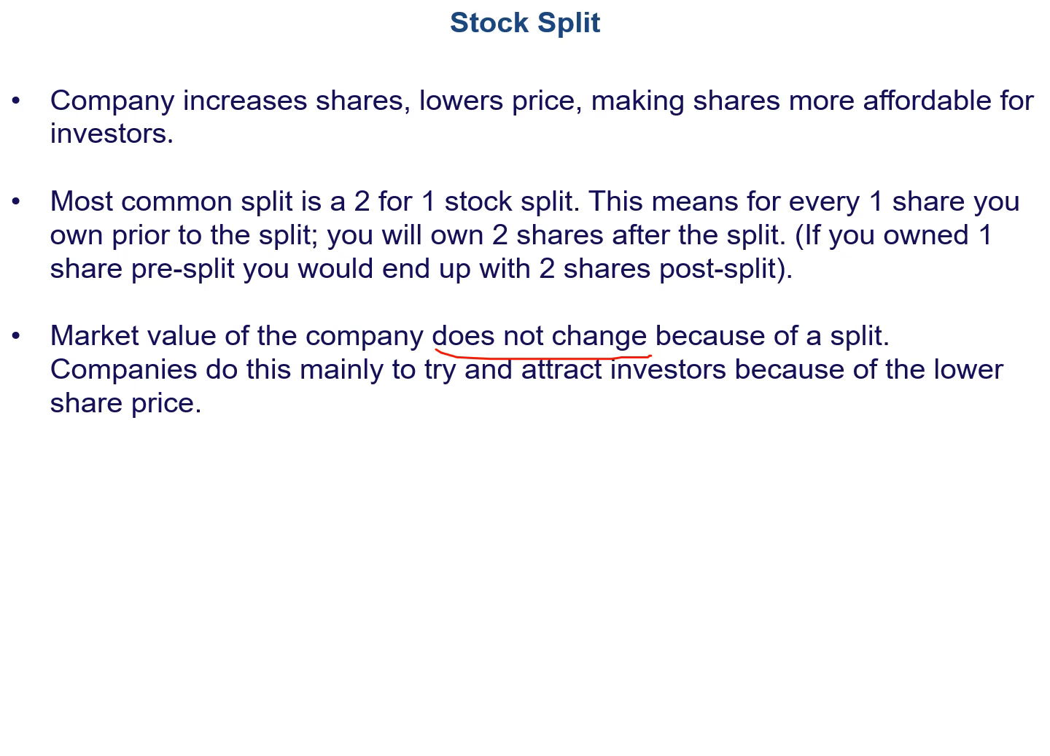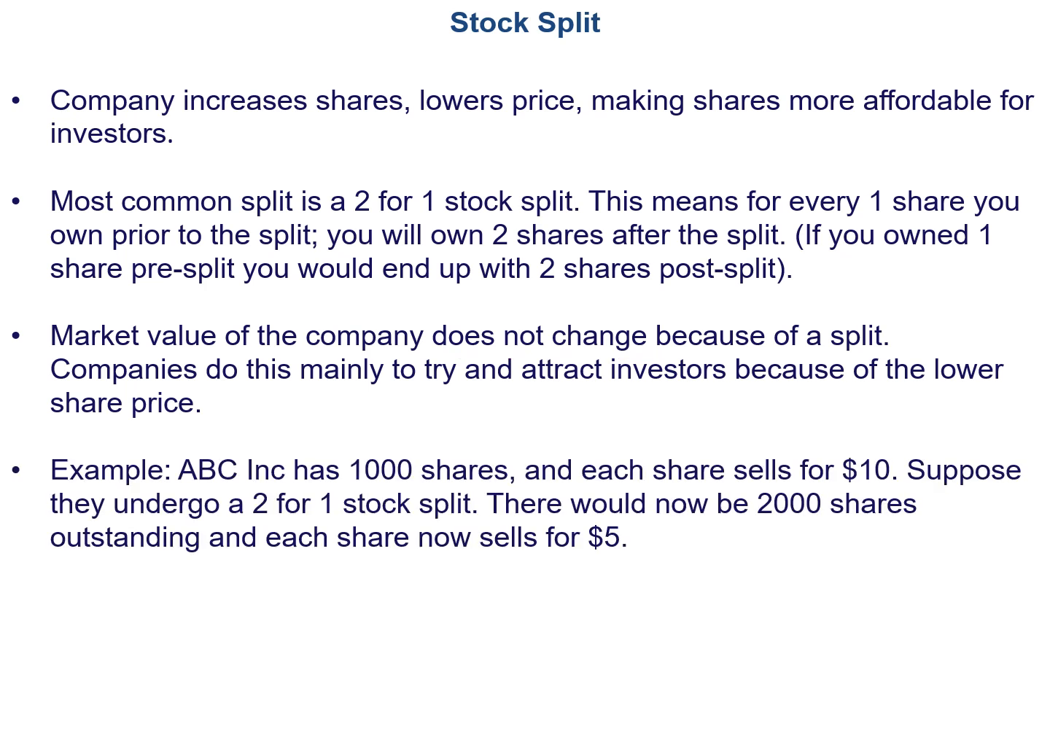However, the market value of the company is actually the same. This example should help clear things up. ABC Inc. has 1,000 shares, and each share currently sells for $10. So right now there's 1,000 shares, and each share sells for $10. Now, suppose that they undergo a 2-for-1 stock split. After the split, there would be 2,000 shares outstanding, and each share would now sell for $5.